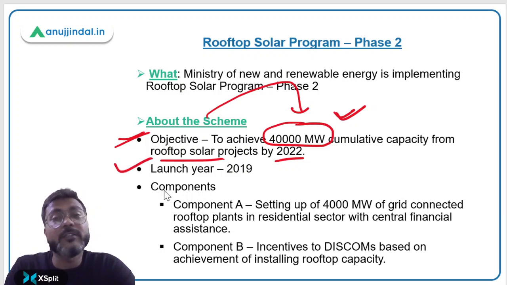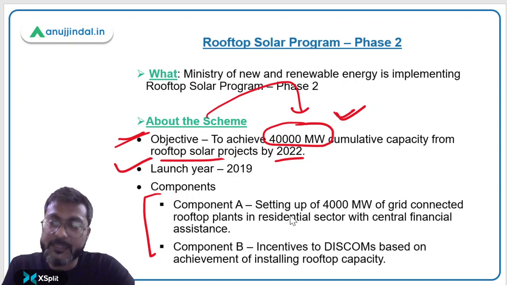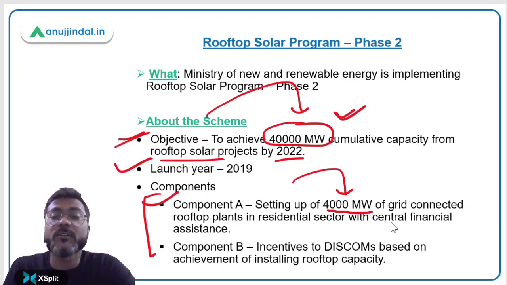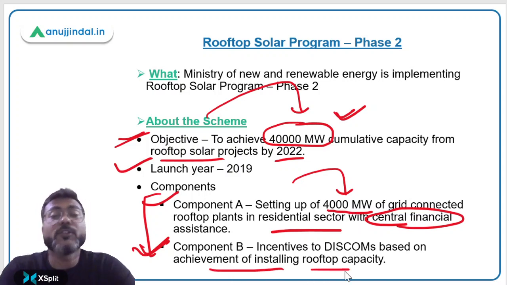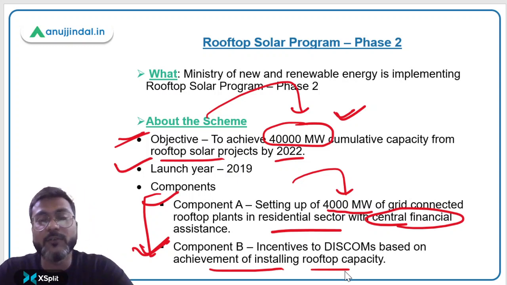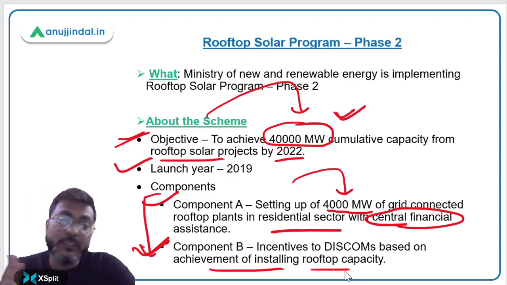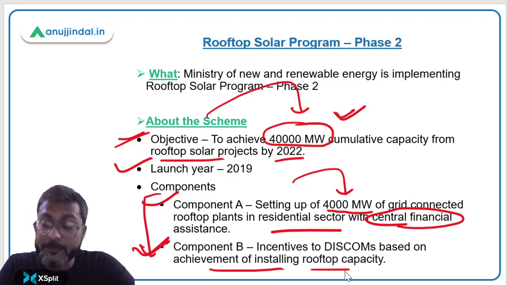It was launched in the year 2019 with two very important components. Number one, component A, under which setting up of 4,000 megawatt of grid connected rooftop plants in the residential sector is targeted, and this will be done by central financial assistance. And what about component B? Under component B, the DISCOMs, that is the distribution companies, are provided with incentives based on achievement of installing rooftop capacity. The more rooftop capacity they install, the more incentive they get. So these are the two important components of this particular scheme.